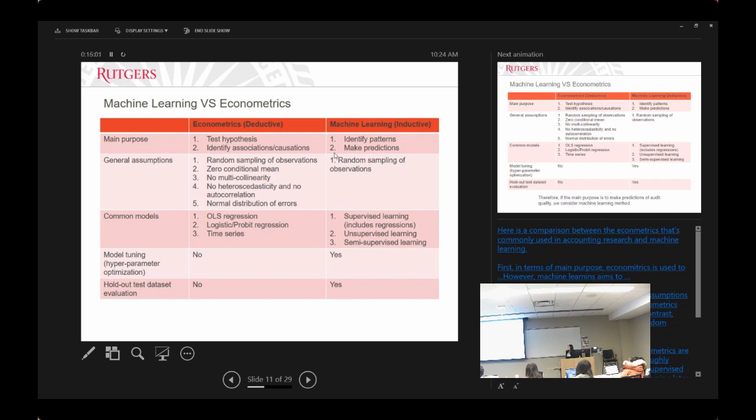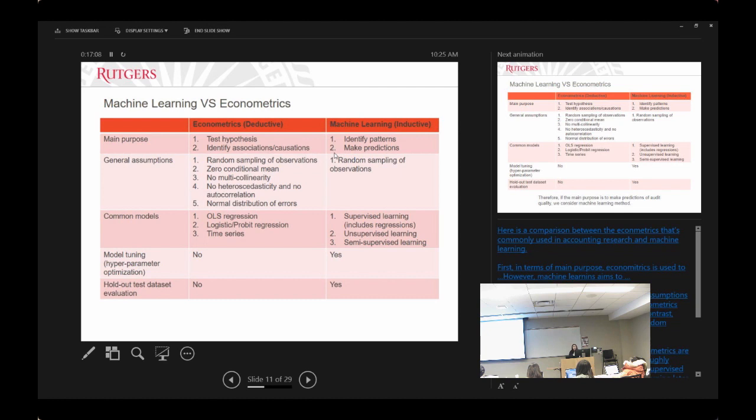Here's a table that I made to summarize econometrics and machine learning. I believe most of us have taken courses in econometrics, and I myself was rigorously trained in this branch. First of all, in terms of the main purpose, in econometrics we want to test hypotheses. We want to identify causation, whether a phenomenon caused some consequences, or identify some associations. That's the purpose of econometrics, and it is a very common method in accounting, economics, and finance research. However, for machine learning, the goal is just to identify patterns. The causal relationship is not a big issue in machine learning. We just want to identify patterns and associations. That's the difference in purpose.